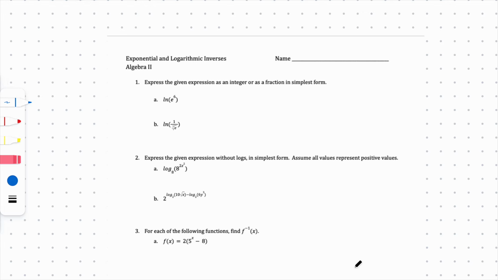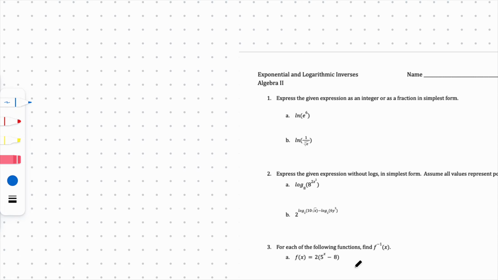Okay, so let's talk about, first of all, the relationship between exponentials and logarithms. So logarithms are essentially saying if we have log base b of a equals x, the way this reads as an exponential is b to the x power equals a.